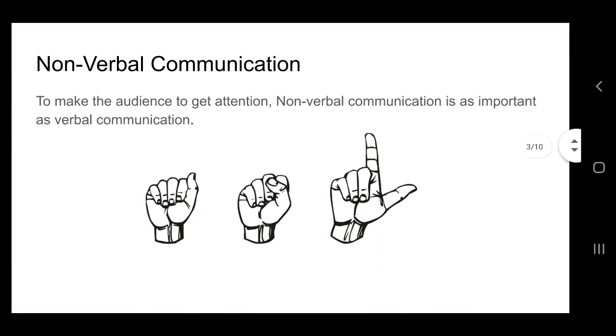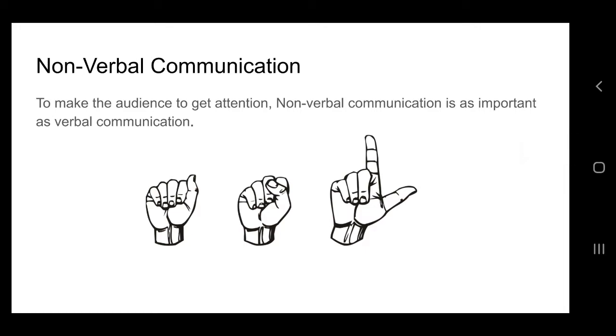And the next thing is the non-verbal communication. This includes the motions of my body, instead of my voice or other tones. For example, if I'm giving a speech and I move my hands to explain something to the audience, it would be non-verbal communication. And to get the audience's attention, non-verbal communication is as important as verbal communication to make an effective speech.